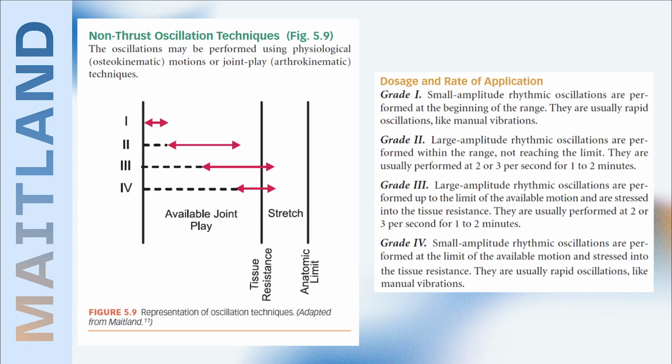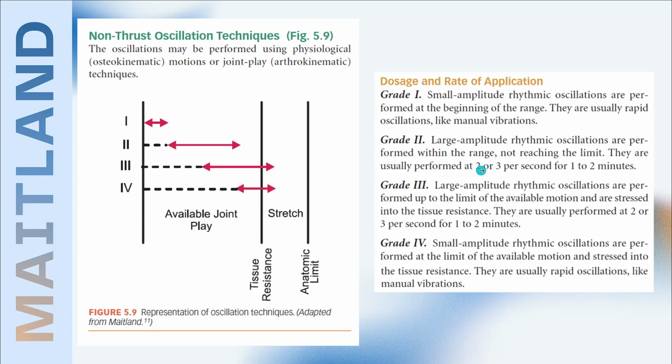Next, we have grade 3. Now we're going beyond tissue resistance. You could go to the limit of available motion, and you could stretch into available tissue resistance. You can see here. And this is also large amplitude, so it's like this. And same parameters. So you count it. Per second, there are 2 to 3 oscillations for 2 minutes.